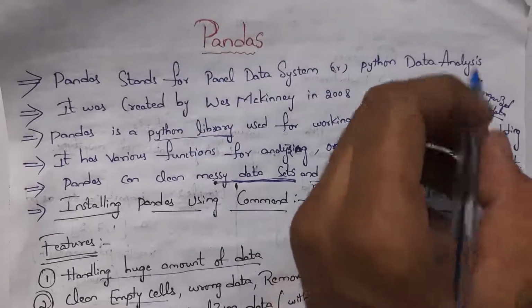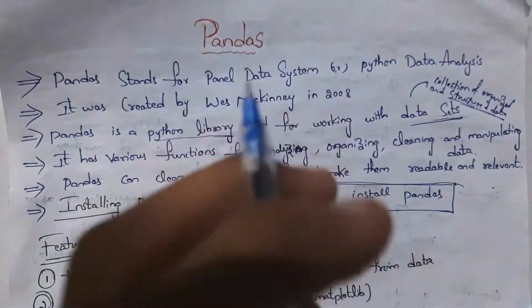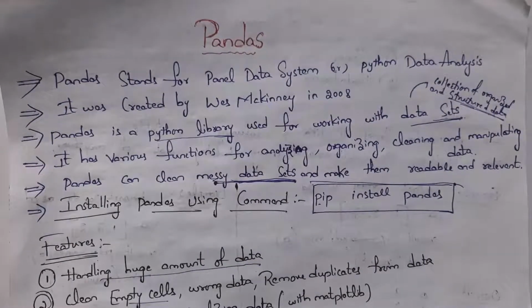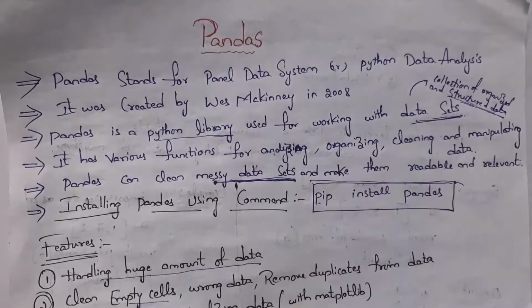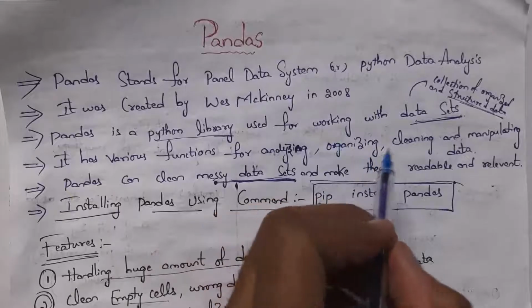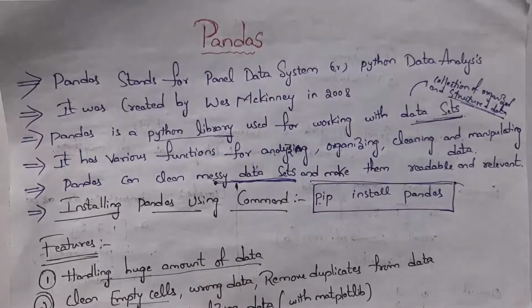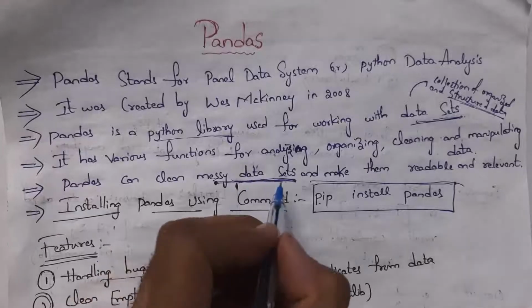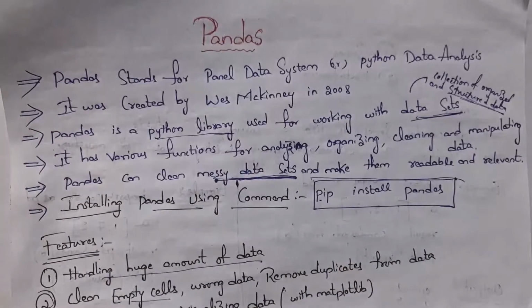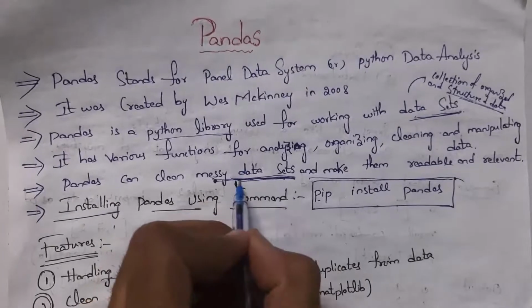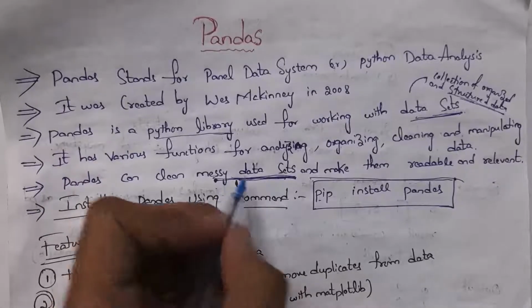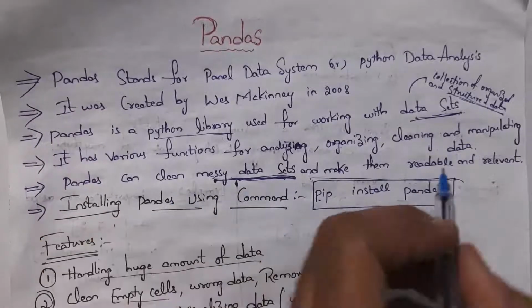Data sets are nothing but a collection of organized and structured data. By using Pandas, we can work with datasets. And Pandas contains various functions. By using these functions, we can analyze, organize, clean and manipulate data. And Pandas has the capability to handle messy datasets. Guys, messy datasets are datasets that contain duplicate values, wrong data, and missing data. So Pandas has the capability to clean messy datasets and make them readable and relevant.